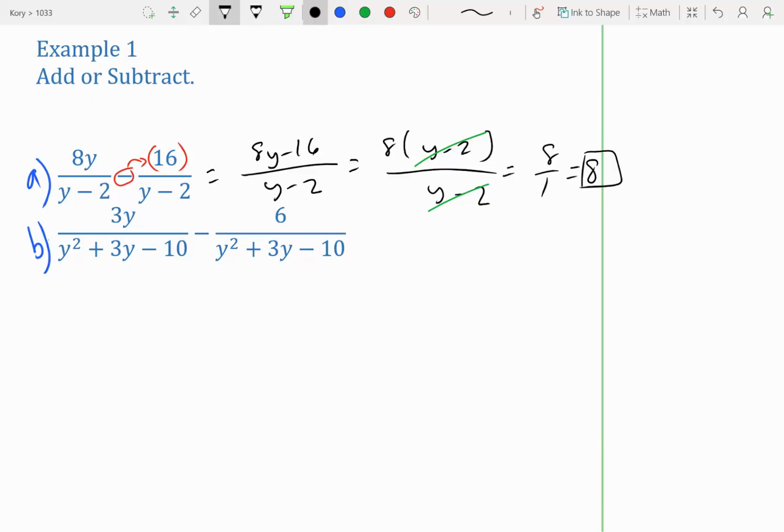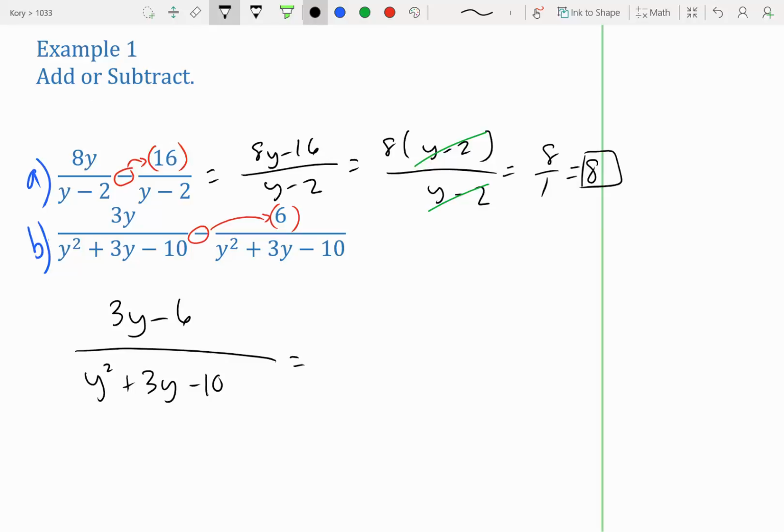Alright, part B. So as you notice, they have the same denominator, so we're good to go ahead and add them, or subtract them. So remember that this negative goes to the whole thing that's over here. So we have 3y minus 6 over y squared plus 3y minus 10. Now you're always going to want to try and take it one step further. Look for a GCF. Let's see if you can factor a trinomial. So we could do both. There's a GCF on the top, and that's a factorable trinomial.